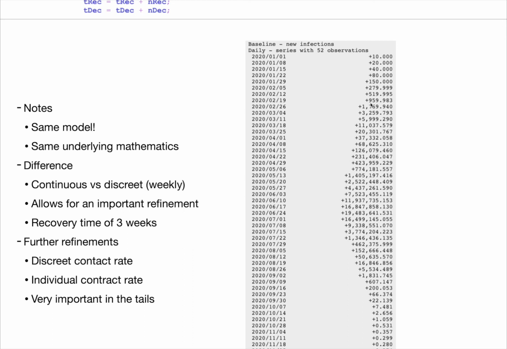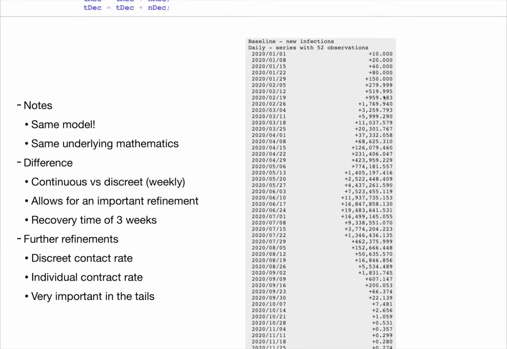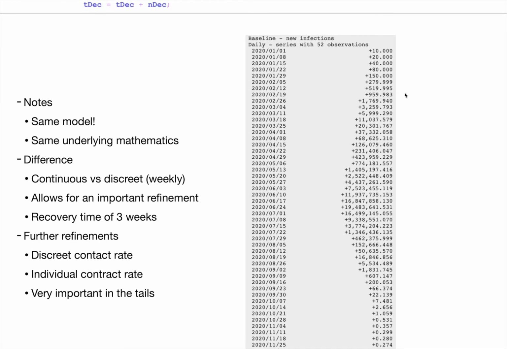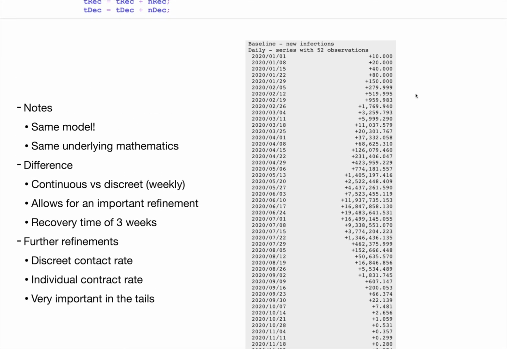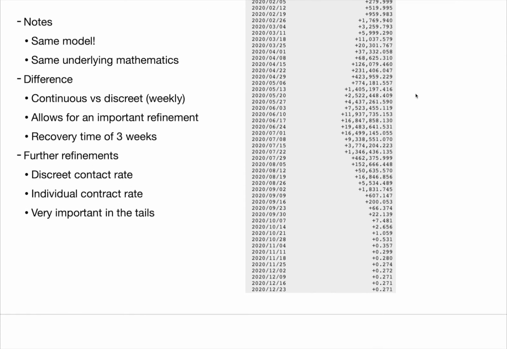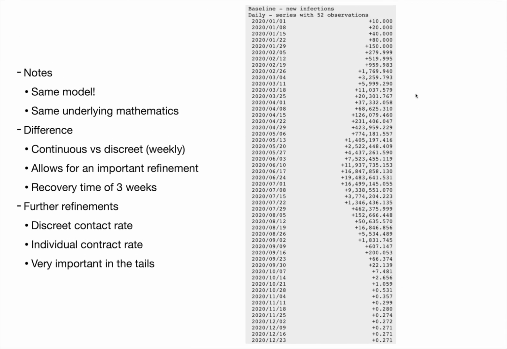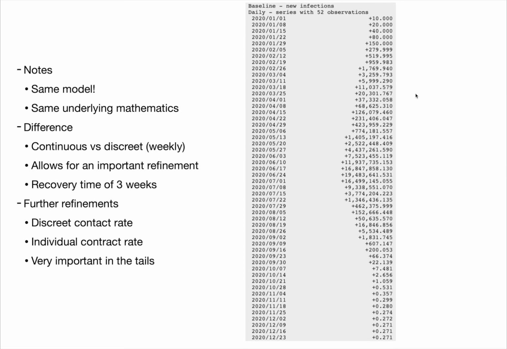So if you want accurate information, you're going to have to simulate this with real people, real units. You cannot have these fractions to really get accurate information or accurate simulations in terms of weeks and so on. So another very important refinement.